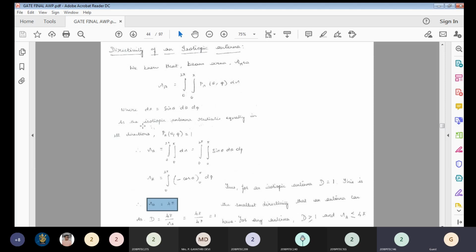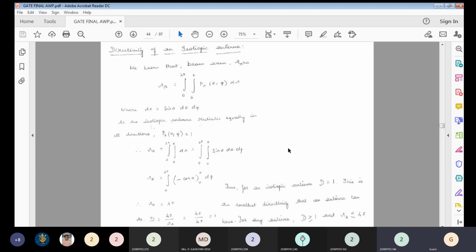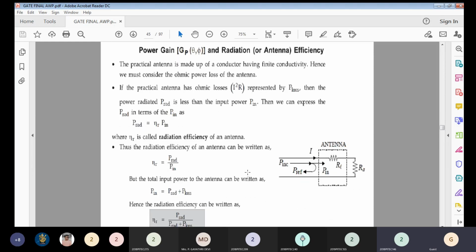What is the directivity of an isotropic antenna? The directivity of an isotropic antenna is equal to 1. Don't forget this. They will majorly ask this question in the GATE exam. Not only in GATE, wherever we go, they will definitely ask this question. What is the directivity of an isotropic antenna?